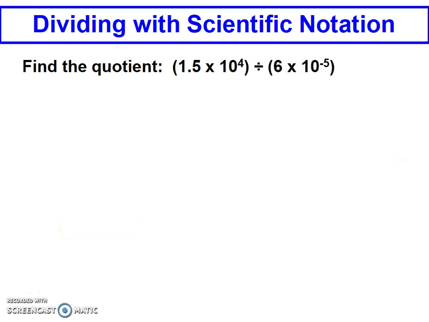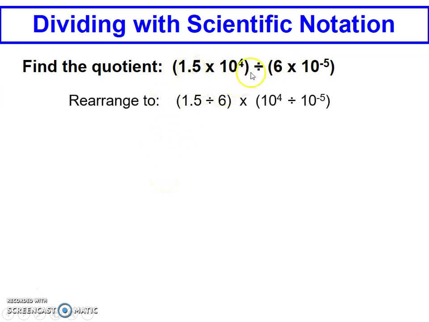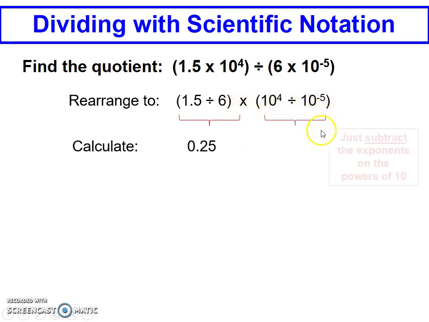Okay, let's try another one here. So find the quotient between 1.5 times 10 to the 4th and 6 times 10 to the negative 5th. So we're dividing these two numbers. Okay, so start by rearranging it. So 1.5 divided by 6 times 10 to the 4th divided by 10 to the negative 5th. So group the numbers and then group the powers of 10. Okay, so let's calculate here. So 1.5 divided by 6 is going to give me 0.25. And then for my powers of 10, I now want to use subtraction.